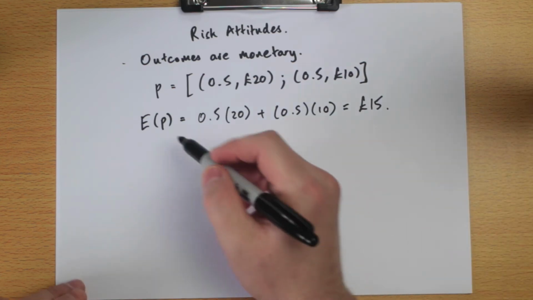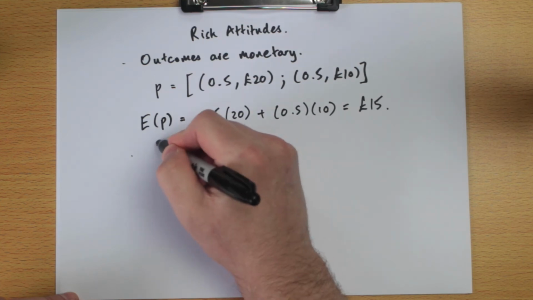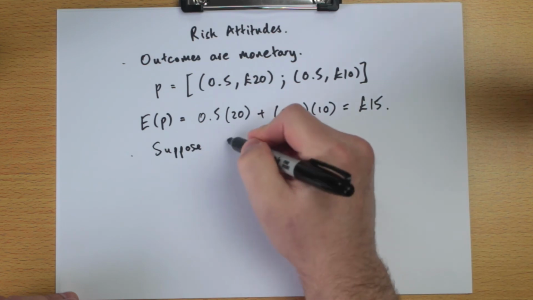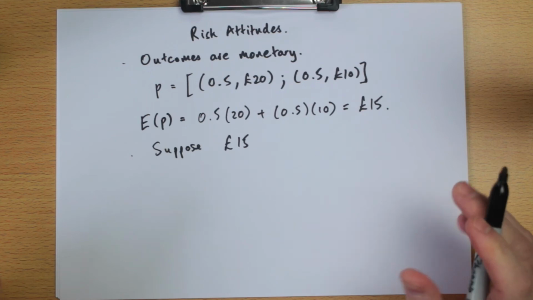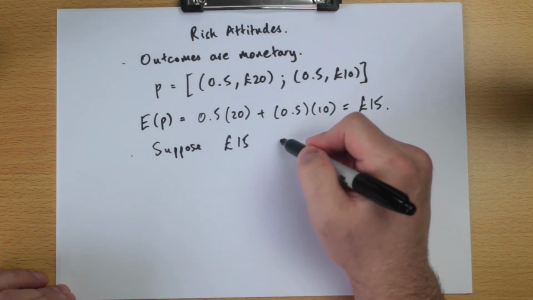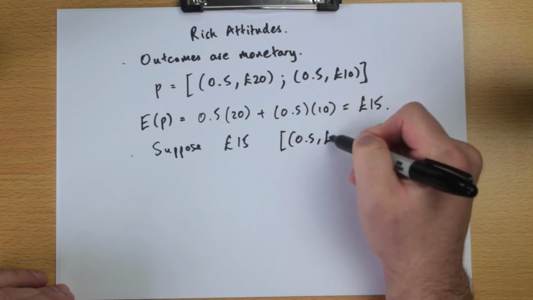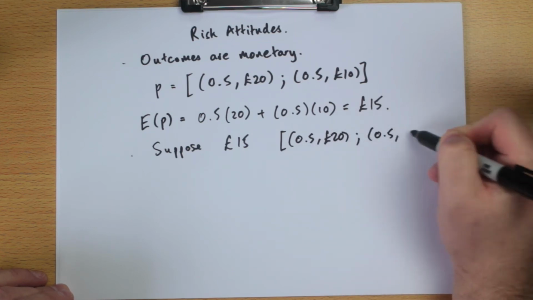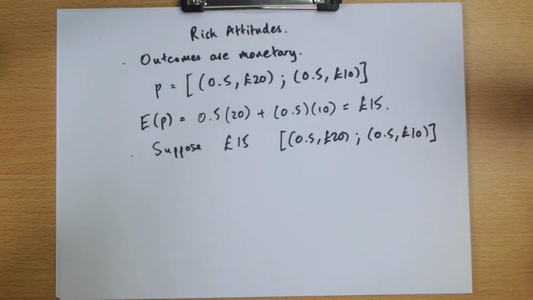Now suppose that our decision maker expresses the following. Suppose I gave them a choice and said you can either have £15 for certain, so £15 with certainty, or you can have the lottery P. So you can have the lottery, 0.5 chance of £20. You might win more than £15, or you might win less than £15, £10, but you expect £15.